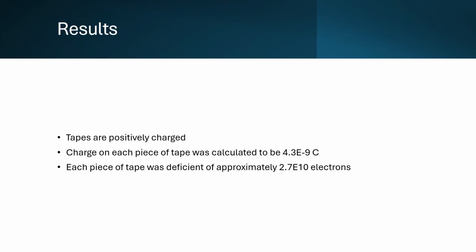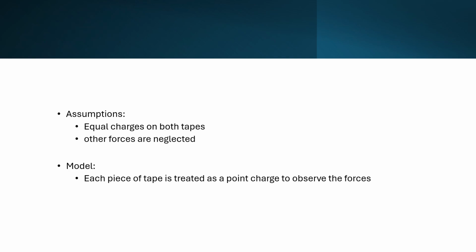And this is a quick preview of the results we have at the end of the lab. So we found that the tapes are positively charged, and the charge on each piece of tape was calculated to be 4.3 times 10 to the negative 9 coulombs, and each piece of tape was deficient of approximately 2.7 times 10 to the power of 10 electrons.